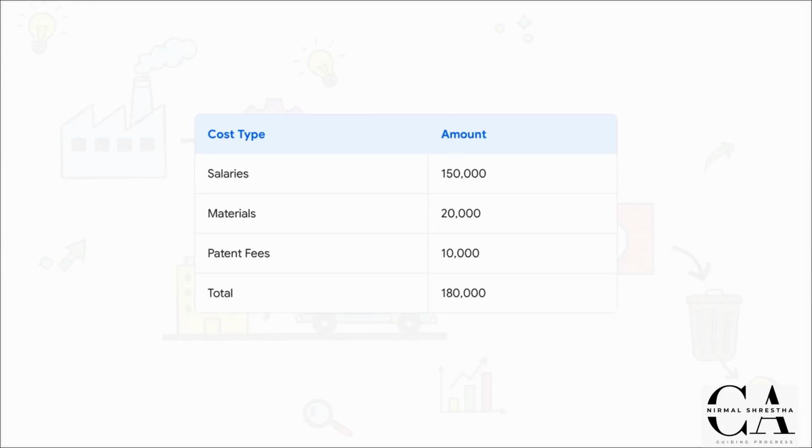Let's look at Technovate's software project for a quick example. They met all 6 criteria. Notice how we bundle their direct salaries, materials, and patent fees to create a 180,000 rupee intangible asset on the books. But check out that note at the bottom. 30,000 in general overheads are strictly excluded. Only the directly attributable costs get the privilege of joining the asset value.